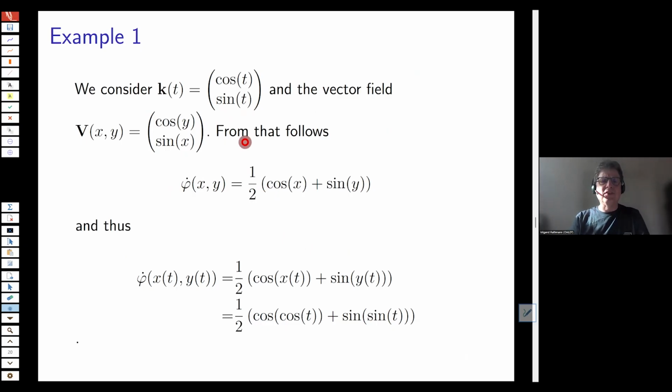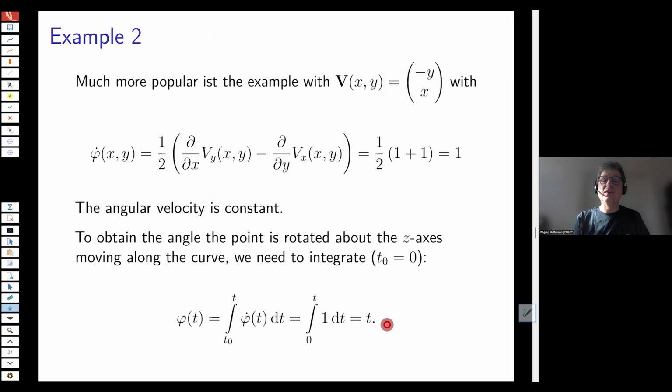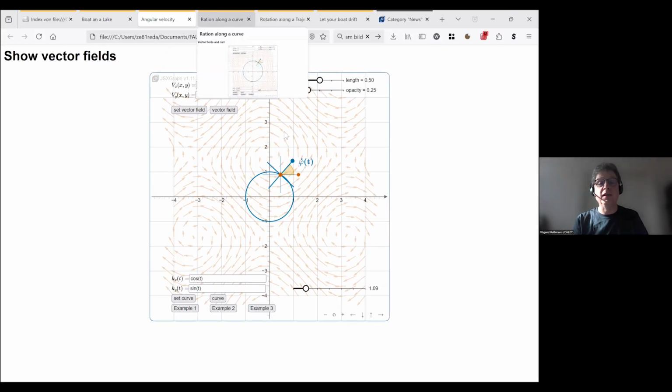As you have seen, this is the first example. We can compute this expression. You will see this expression looks not very nice. Much more common is this example. The vector field minus y and x as components, and if you compute the rotation of that, we will end up with equal 1. And now this seems quite easy to get the total angle over the curve parameter, just an integration. And we see in this case, the parameter will be the angle we had.